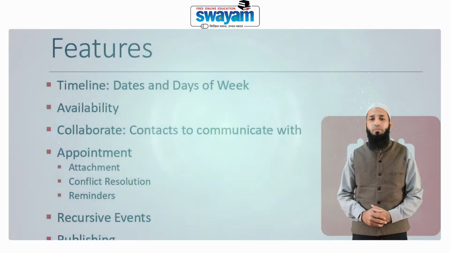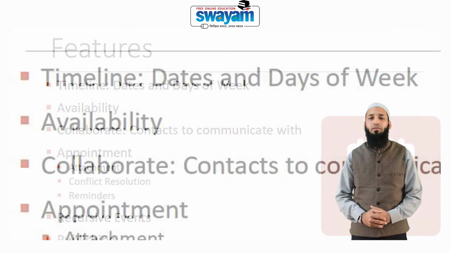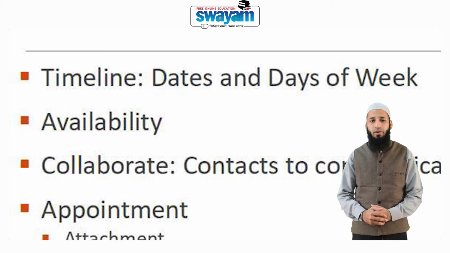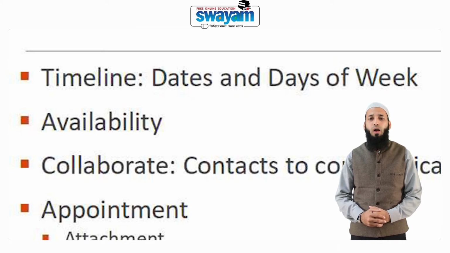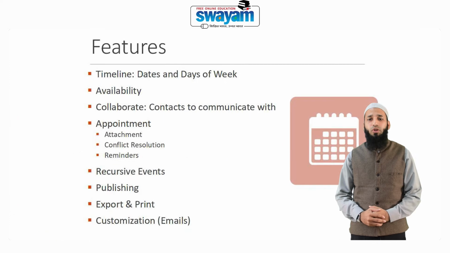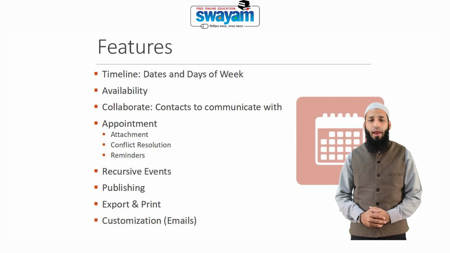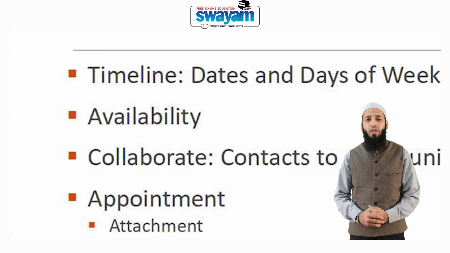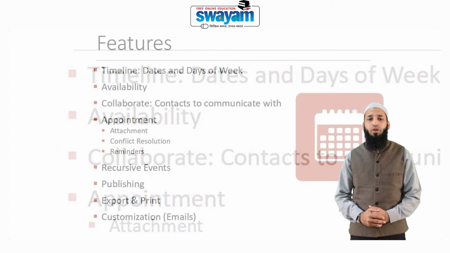First and foremost, the most important thing is to show the timeline. The timeline depicts the date and the days of the week. Further, a day may be divided into hours. One can schedule weeks, days and hours for different purposes. The calendar will show the availability according to the schedule.